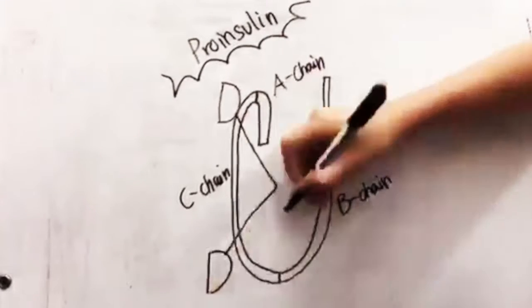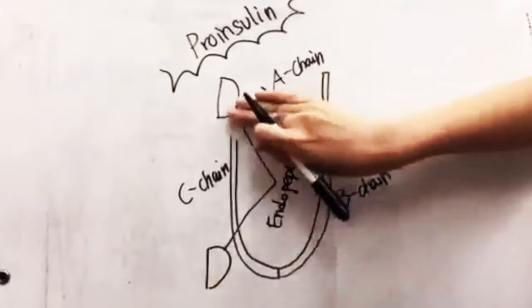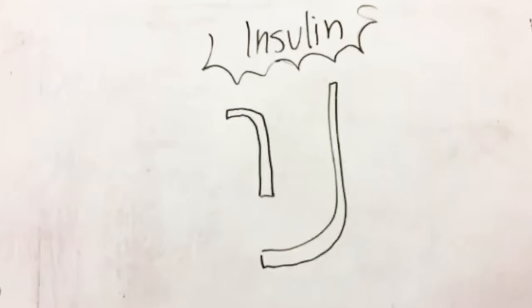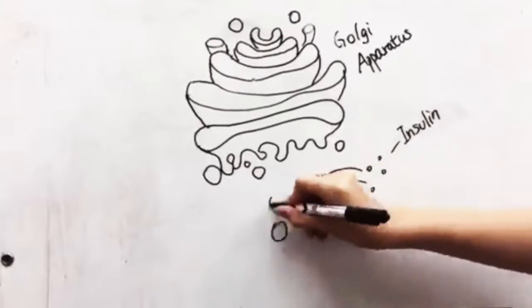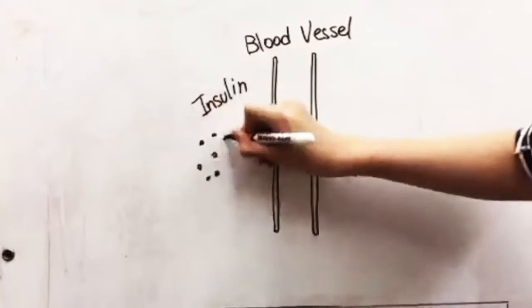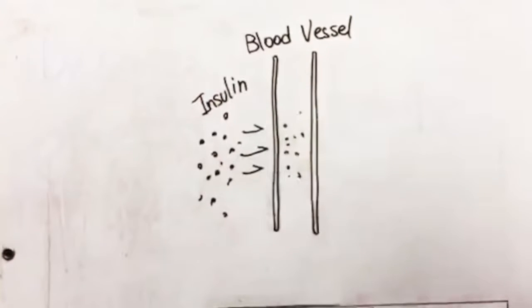In the endoplasmic reticulum, multiple endopeptidases cause the removal of the C peptide, thus creating a mature form of insulin. Insulin is packaged into secretory granules in the Golgi apparatus. Then, the insulin diffuses into the small blood vessels of the pancreas, where it is ready for use.